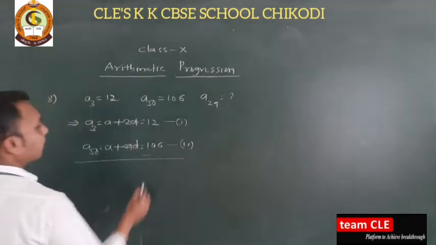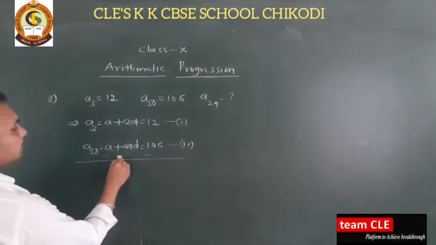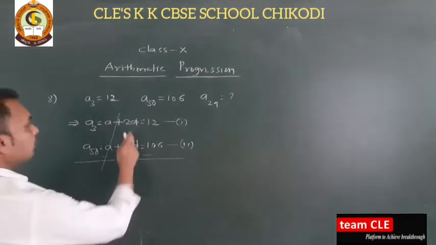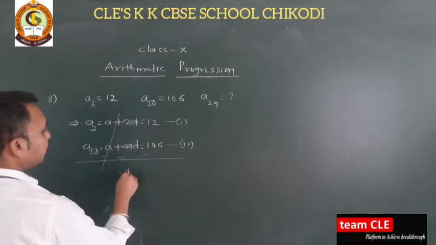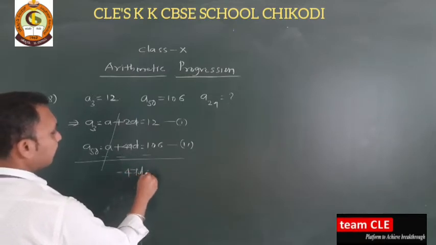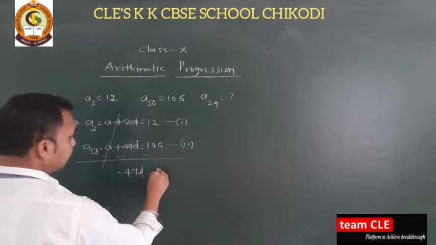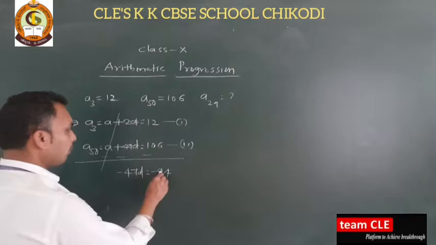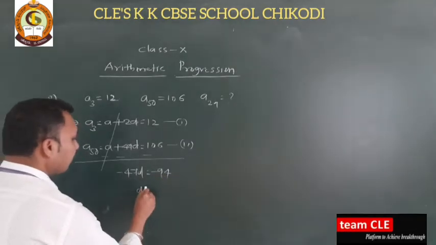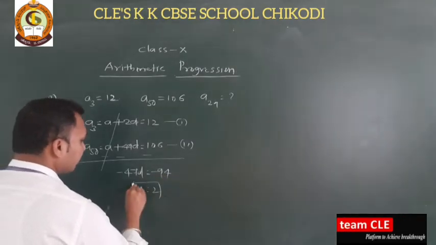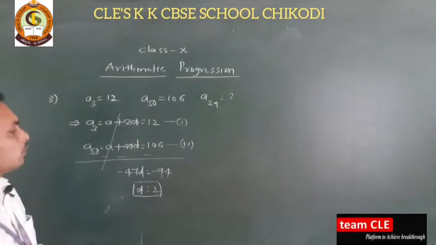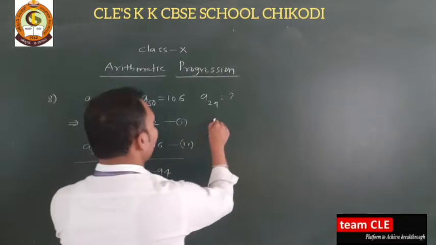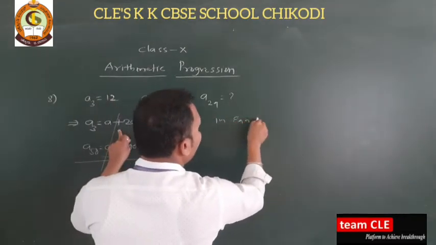Once we solve equations 1 and 2, we will find the value of D. Subtracting, A gets cancelled, and remaining we get minus 47D on one side and minus 94. So D is equal to 2. Now we got D, we need the value of A. How to find it? Just substitute in equation 1.